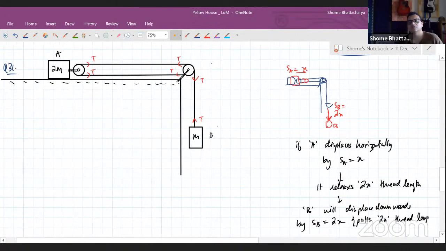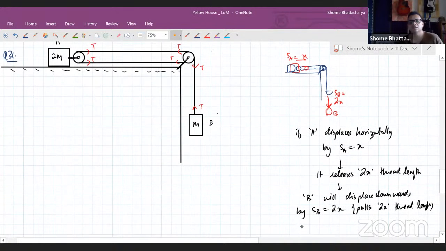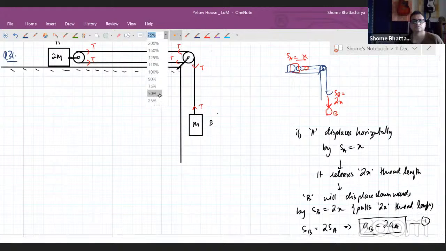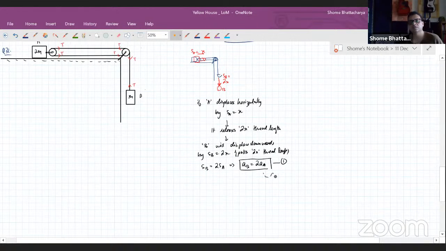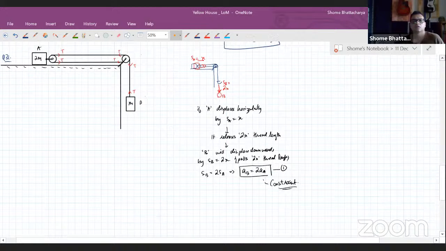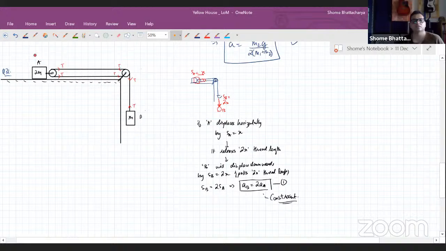So that is the important thing to understand here. So that means the ratio of displacements of A and B is like this. So the ratio of accelerations of A and B will also be like this. Acceleration of B will be twice the acceleration of A. So this is the constraint relation here. Now from the constraint relation, we understand that if this has a horizontal acceleration of small a, then this will have a vertical acceleration of 2 times small a because of this, from equation 1.